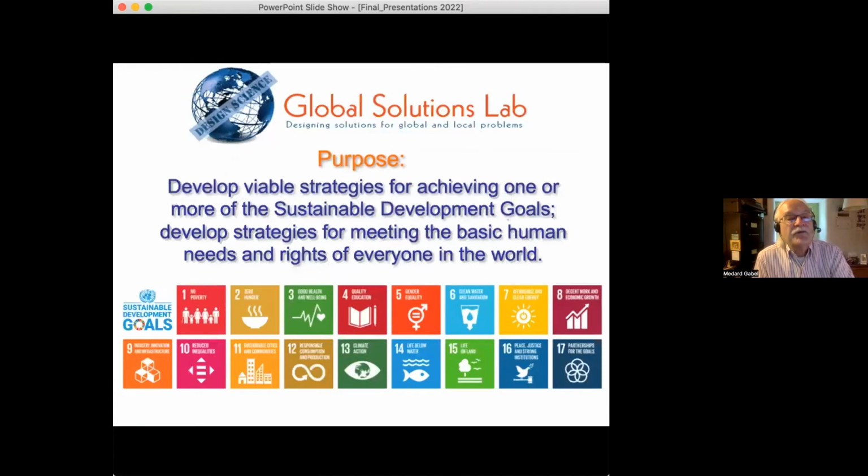What we're here for, the purpose, is to develop viable strategies for achieving one or more of the sustainable development goals. Develop strategies for meeting the basic human needs and rights of everybody in the world, solving the critical problems facing the planet, and do it in ways that are realizable, that can be achieved.